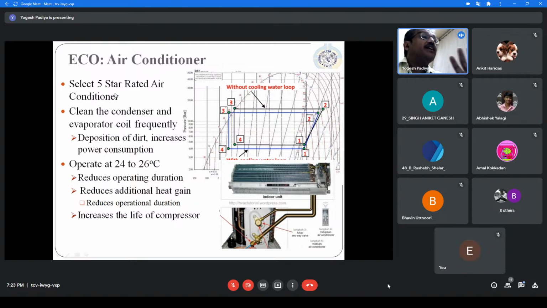Select a 5-star rated AC. In a 5-star rated AC, the condenser has a large area as compared to a lower-star AC. Then you operate at a temperature of 24 to 26, because there is no point in operating at 18 to 20 degrees Celsius. That is increasing the heat load on the room, and then your AC will operate for a longer time. It means more power consumption.